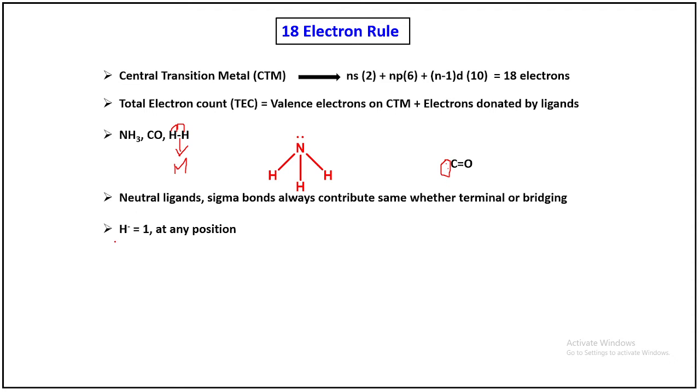Now one important ligand is hydrogen. You don't get confused with this minus sign. There are 2 methods to count the total number of electrons. One is the ionic method and one is the neutral method. I think it is easier to go with the neutral method.